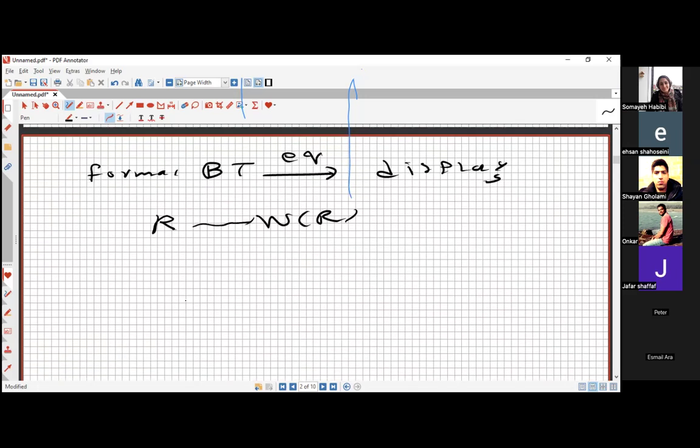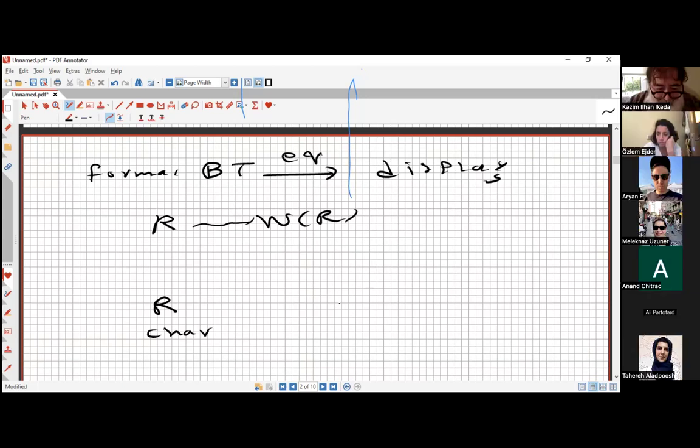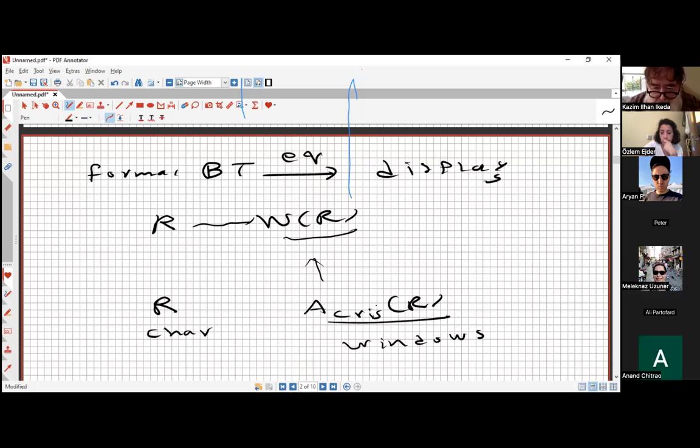For example, if R is characteristic p, we can hope that A_crys of R could be a substitute for W of R. This is the theory of windows. And in some situations, you can do this. You can replace W of R by A_crys of R, which is usually nicer, but not always.